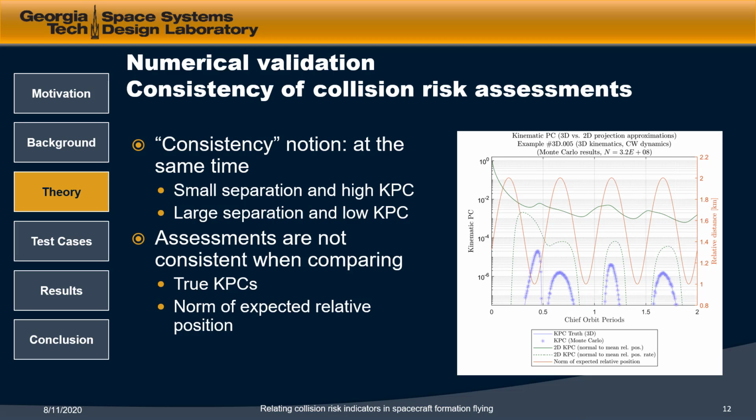We use the notion of consistency of collision risk assessments to refer to the intuition that whenever two agents have small separation, the probability of collision between the two agents should be high, and when their separation is large, collision probability should be low. However, in this example, it can be seen that collision risk assessments based on the norm of expected relative position are not consistent with KPC-based assessments because, more often than not, further separation coincides with high probability of collision, and closest approach between agents coincides with low probability of collision.